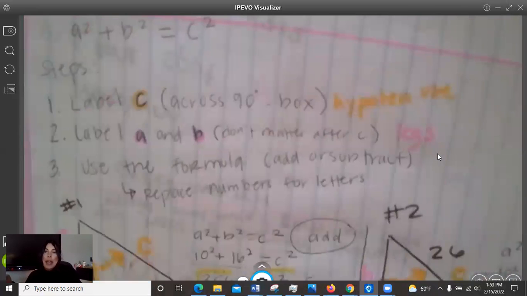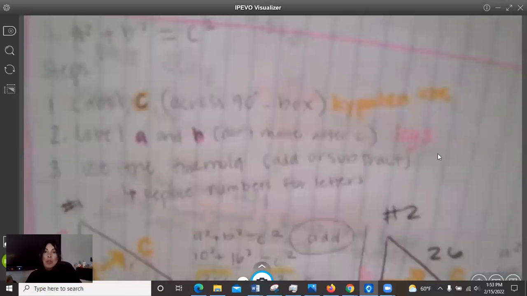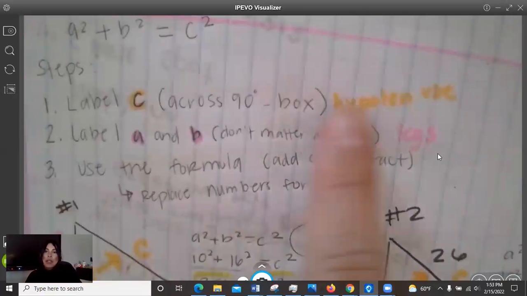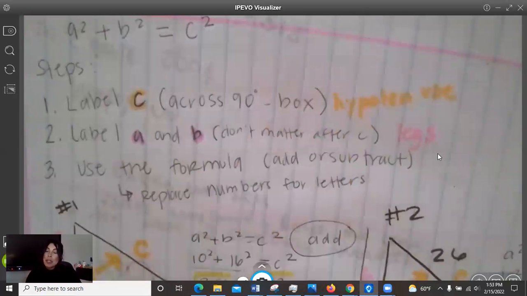First, we label the c. C is across from 90 degrees. That's called the hypotenuse side. Sometimes I won't see the number 90, a lot of times it won't, but what you will see is a box, and that's how you know it's the hypotenuse. And the hypotenuse we label C. C is in cat. You have to label that one first because it's the hypotenuse. It's different than the other sides.